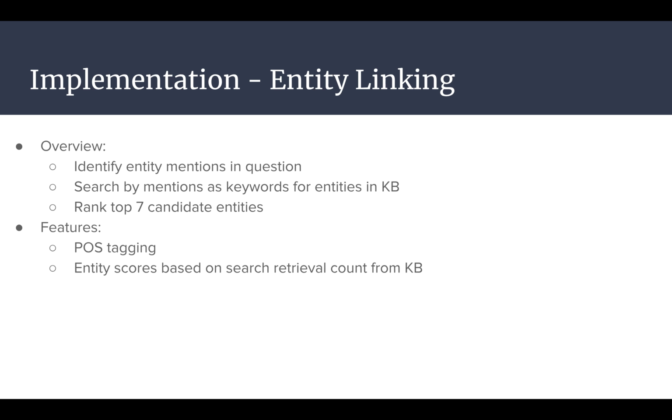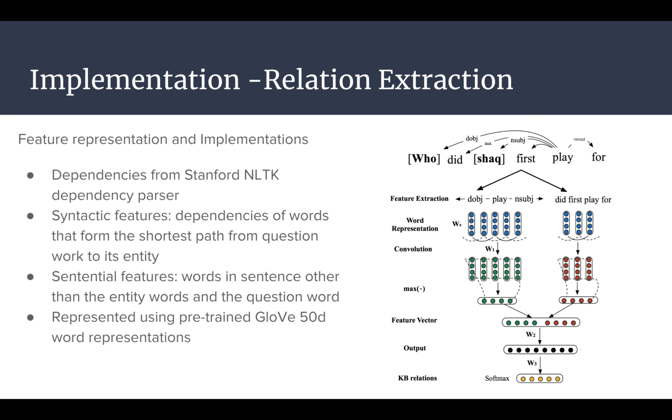In our first step, the entity linking step, we identify entity mentions in questions and then use these as keywords to search for the top 7 candidate entities in our knowledge base. The features that we use in this step include part of speech tagging from the NLTK library and then entity scores based on their search retrieval count from the knowledge base.